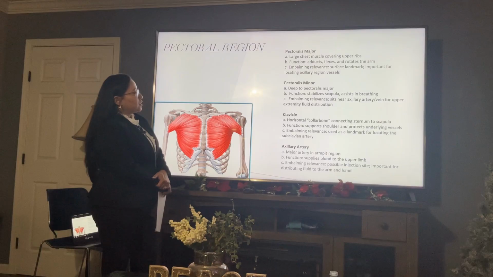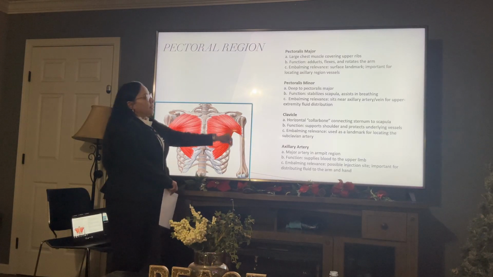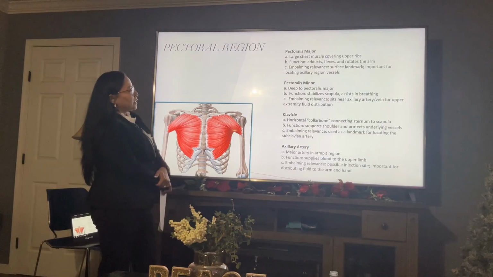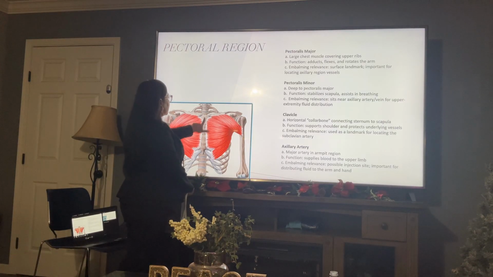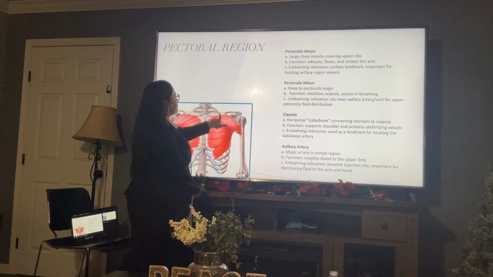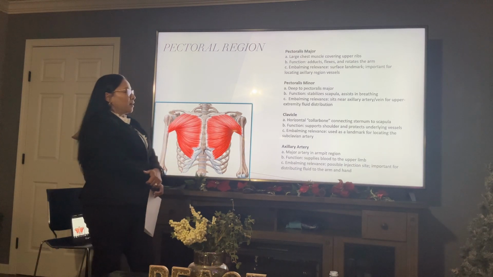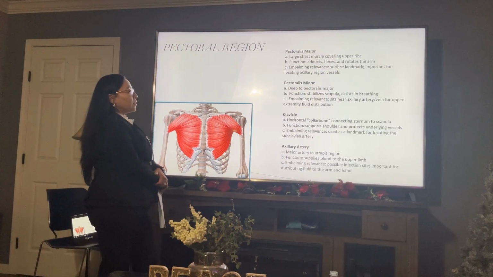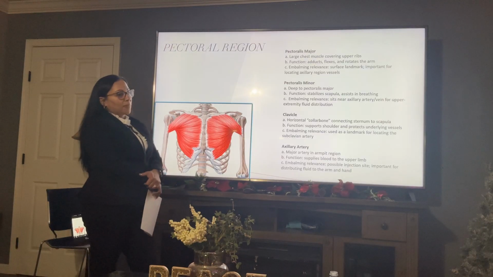The next structure is the clavicle, and it is the horizontal collarbone connecting the sternum to the scapula. The function is to support the shoulders and protect underlying vessels. Embalming relevance is that it is used as a landmark for locating the subclavian artery.